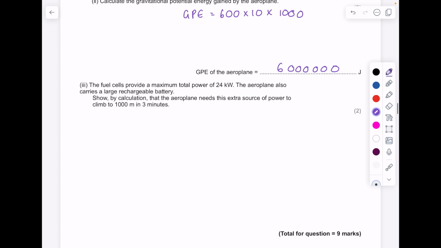The fuel cells provide a maximum total power of 24 kilowatts. I'm just going to times that by 1,000 to get it into watts. That's our power. The aeroplane also carries a large rechargeable battery. Show by calculation that the aeroplane needs this extra source of power to climb to 1,000 meters in 3 minutes.